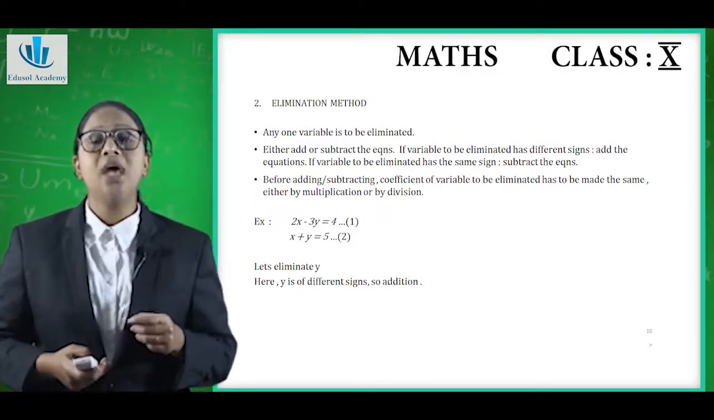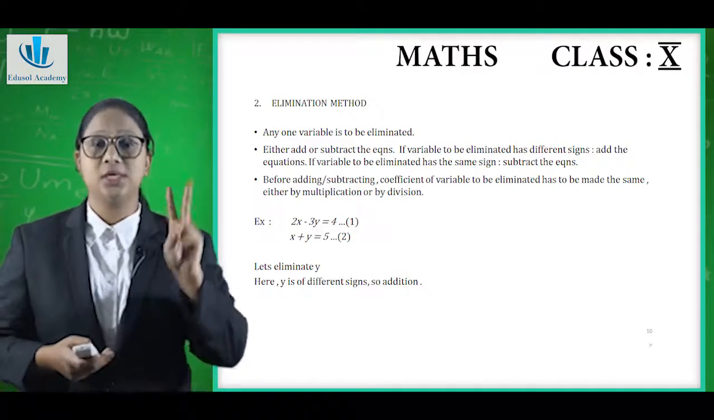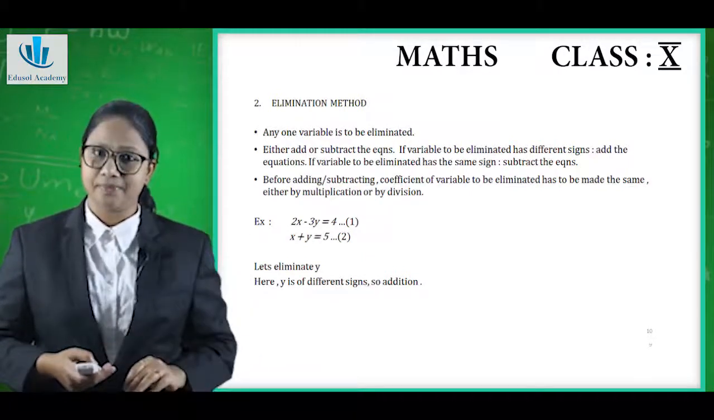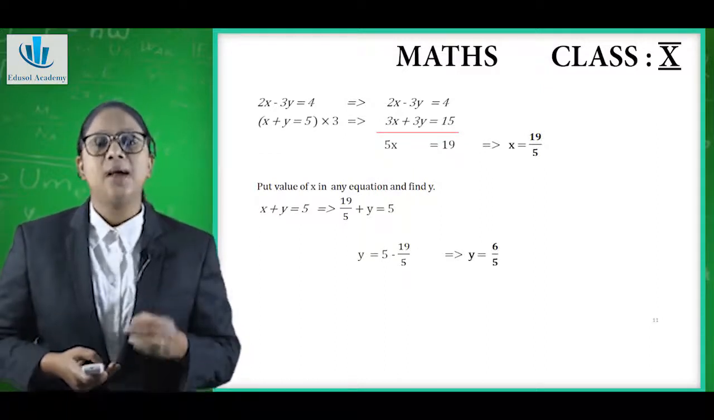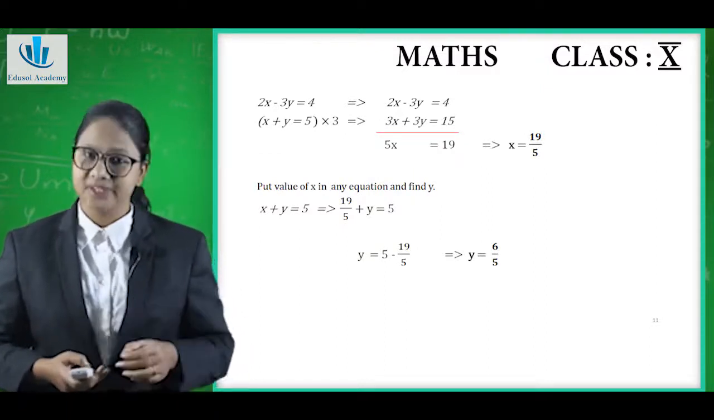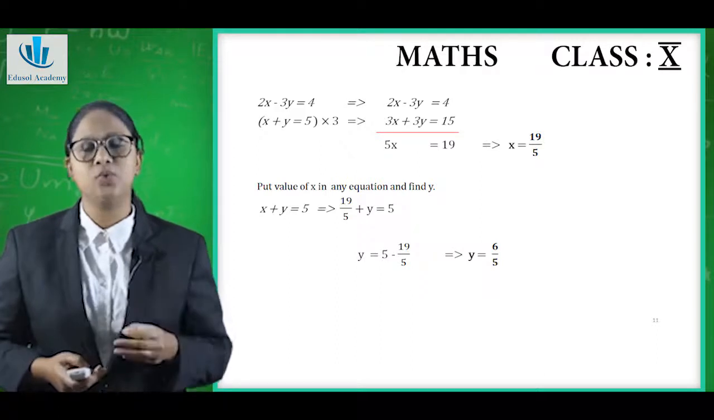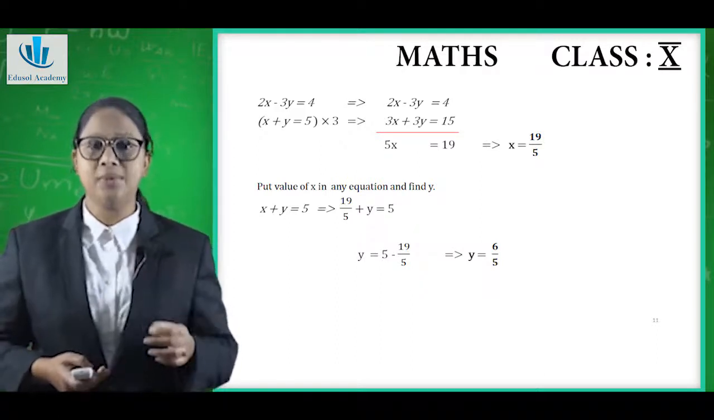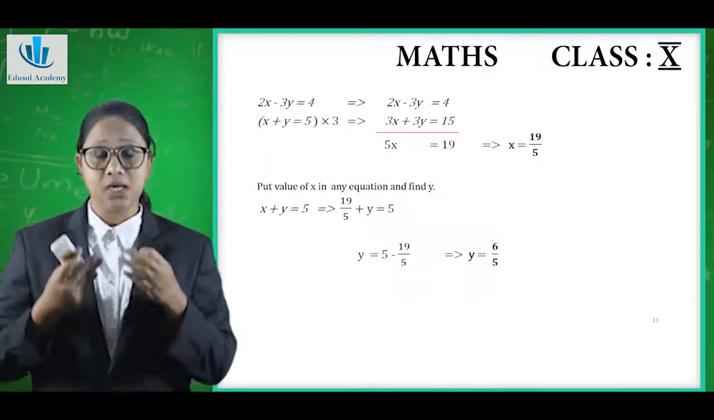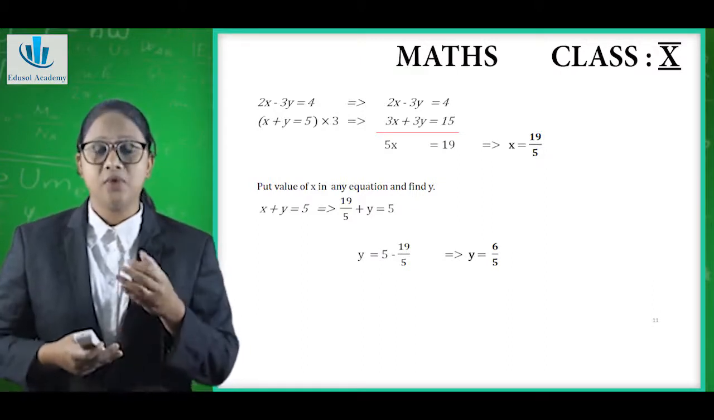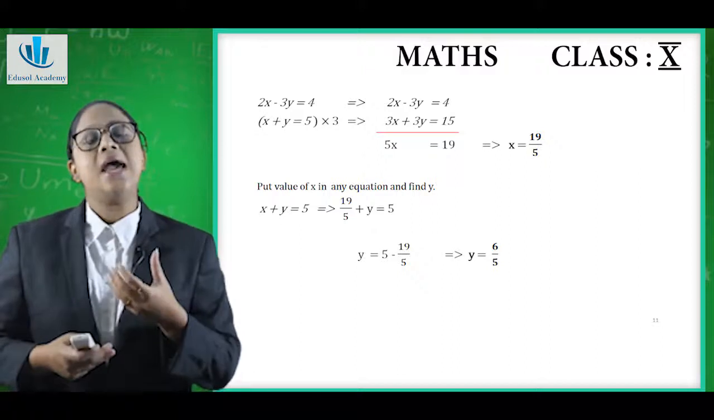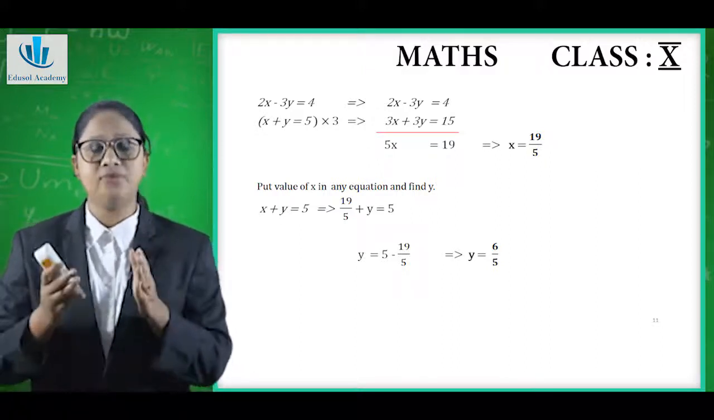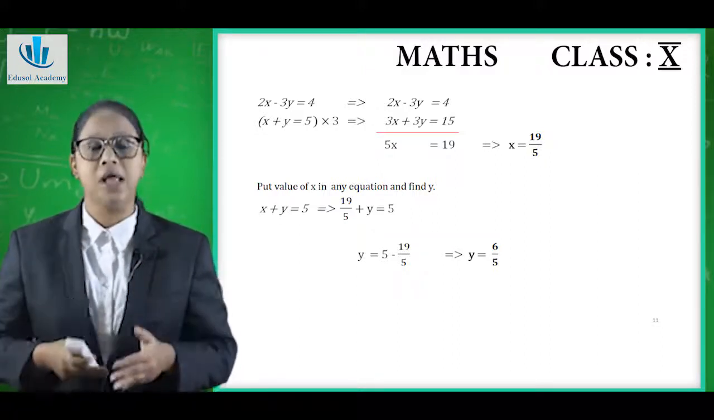For that, we are going to multiply equation 2 with 3. Equation 2 times 3 will give you 3x plus 3y is equal to 15. And equation 1 can be written as it is. Now you may notice that the y part is having plus 3 in one equation and minus 3 in the other equation. So the coefficients or the terms are like.